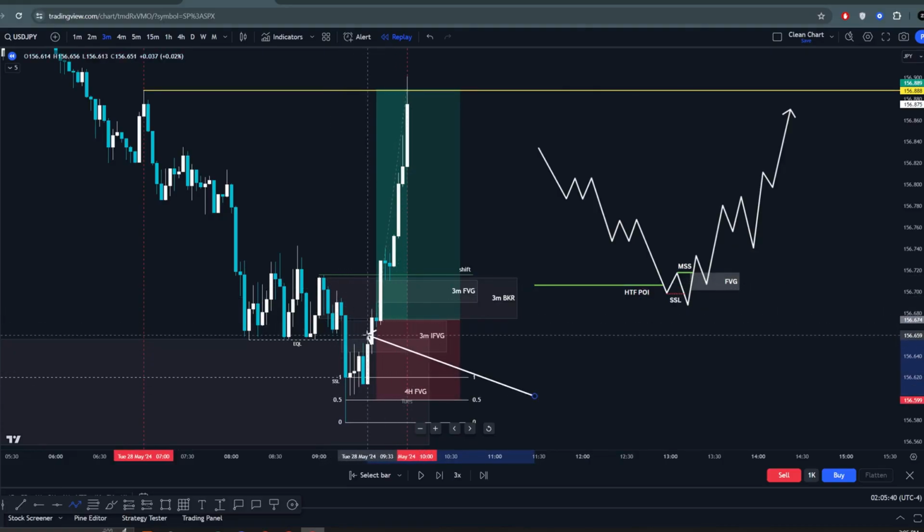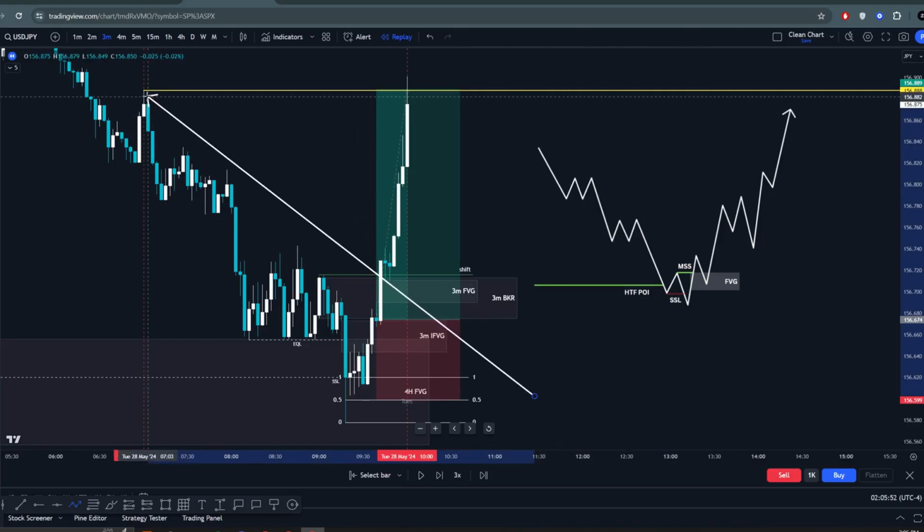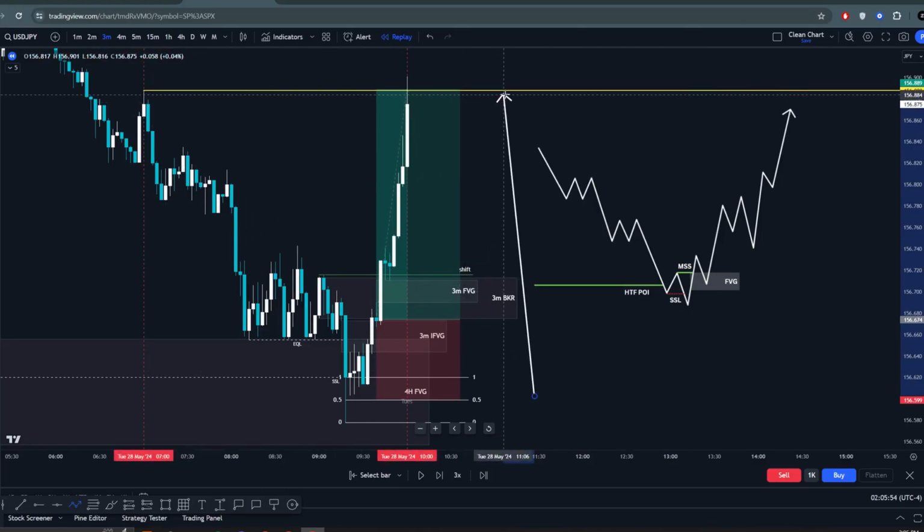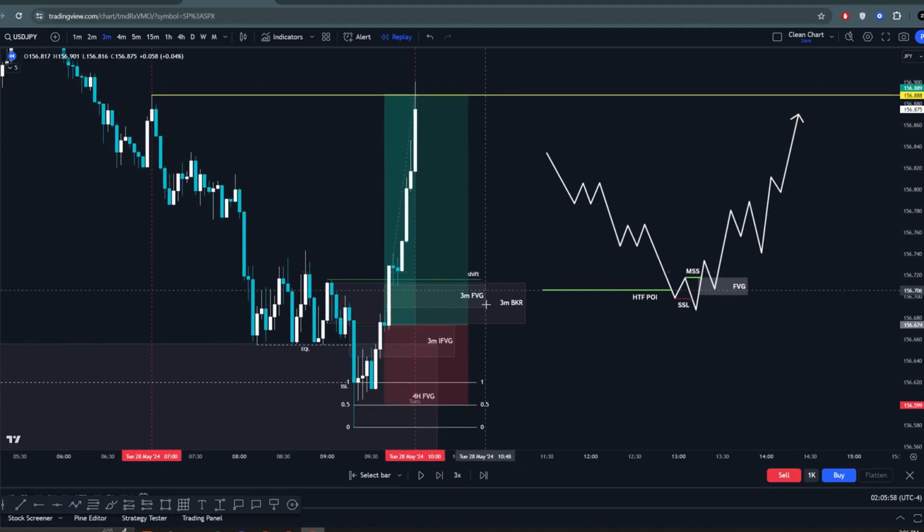If not, for examples like this, we can use the inverse fair value gap. We can enter into that fair value gap right here, and then you can target the nearest buy side liquidity. In this example, this swing high right here, and now we are take profit hit, right? So that's all for this video.